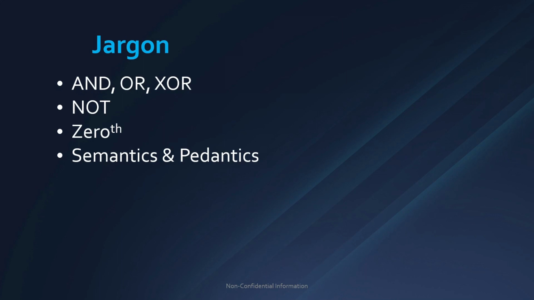All right, so this is our last set of jargon. We have and, or, xor, or zor, depending on how you want to pronounce it. We have not, zeroth. I promised I would talk about zeros a little bit. And then semantics and pedantics, basically why are programmers like this?